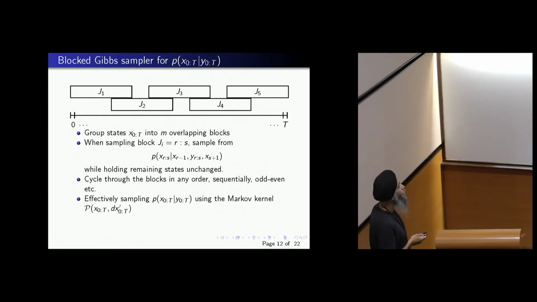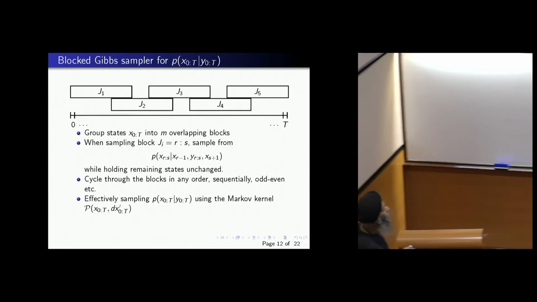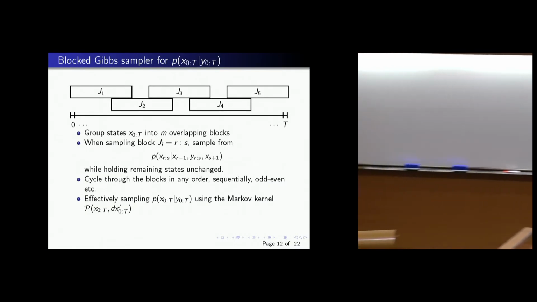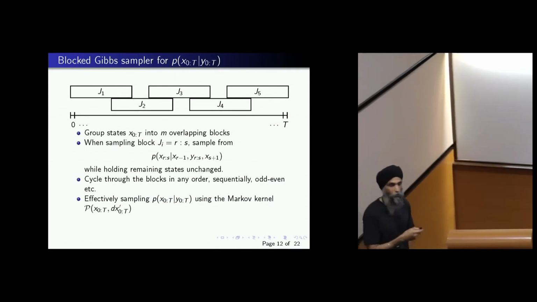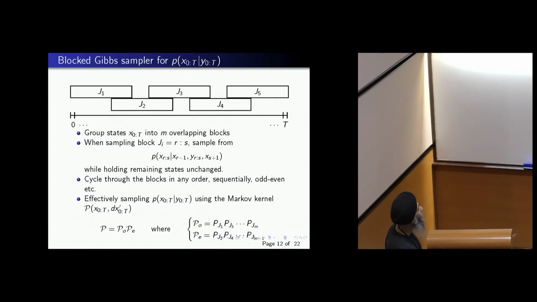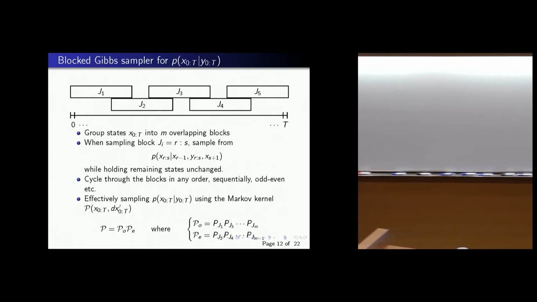Now, this in effect defines a Markov kernel that, after one cycle of all the states, goes, let's just call it calligraphic P, because we don't want to muck around with the kernels we have introduced thus far. This is uninteresting. It just says that if you cycle through blocks in an odd-even way, you get a composition of the kernels. It's not interesting for what I'm going to say now.